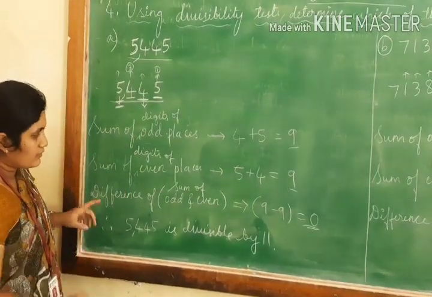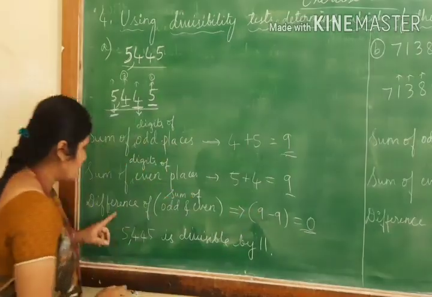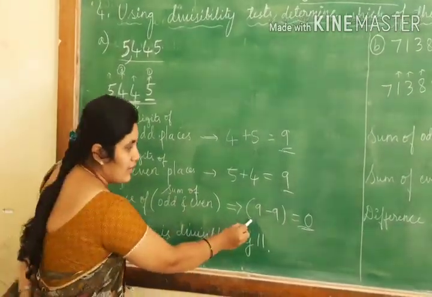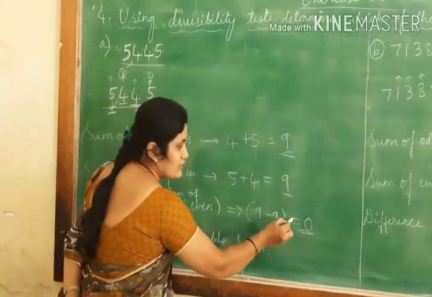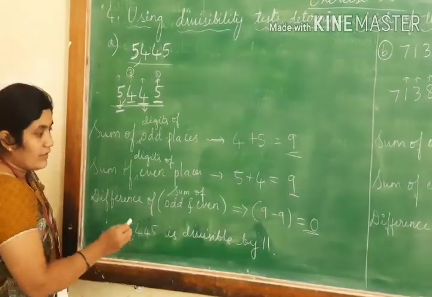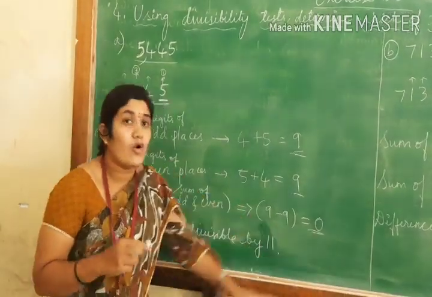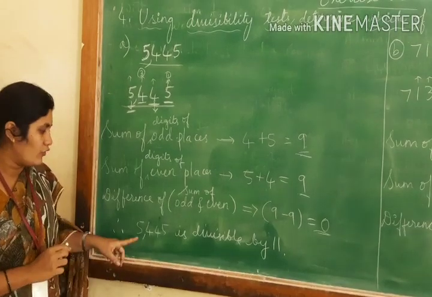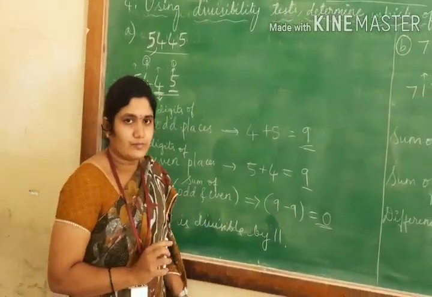Now let me take the difference of these two sums which we have obtained already. That is the difference of the sum of odd and even places, that is 9 minus 9. This 9 and this 9, we take the difference, that is subtraction. 9 minus 9 is 0. Therefore, according to the divisibility rule, if the difference is 0 or 11, we can say that the number is divisible by 11. Therefore, 5445 is divisible by 11.